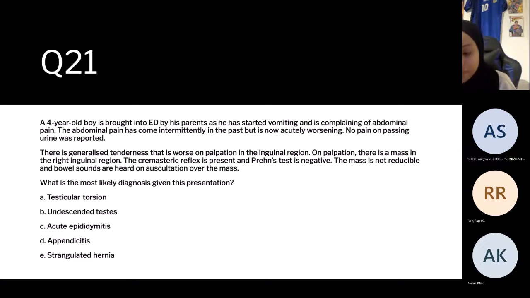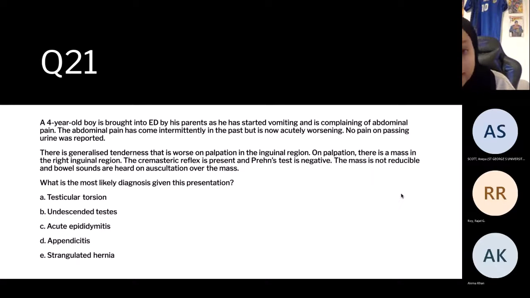And the next question, open the poll. A 4-year-old boy is brought into ED by his parents. He started vomiting and complaining of abdominal pain. The pain has come intermittently in the past, but is now acutely worsening. No pain on passing urine was reported. There is generalized tenderness that is worse on palpation in the inguinal region. On palpation, there is a mass in the right inguinal region. The cremasteric reflex is present and Prehn's test is negative. The mass is not reducible, and bowel sounds are heard on auscultation over the mass.